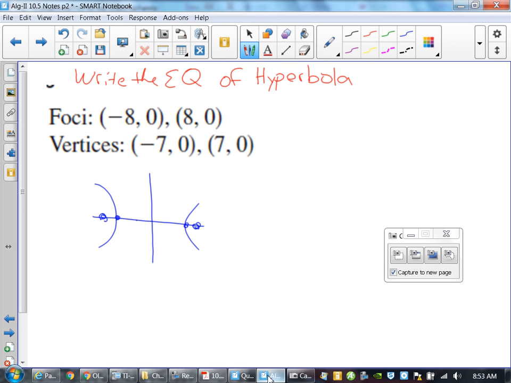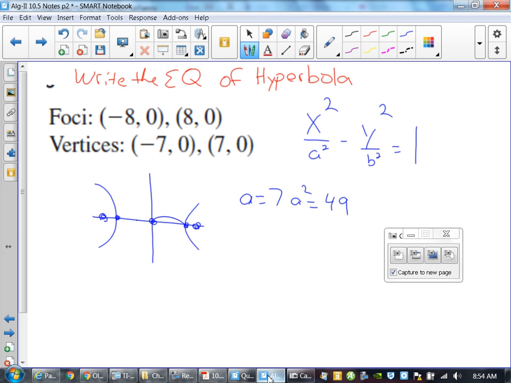Always, always, always. So we know it's the left and right hyperbola, which means is it an x squared first or y squared first? X squared, good. So we'll start with that. It's going to be x squared over a squared minus y squared over b squared equals 1. We know some distances. The distance from the center to the vertex is a. From center to vertex is how far? 7. So a is 7, which means a squared is?